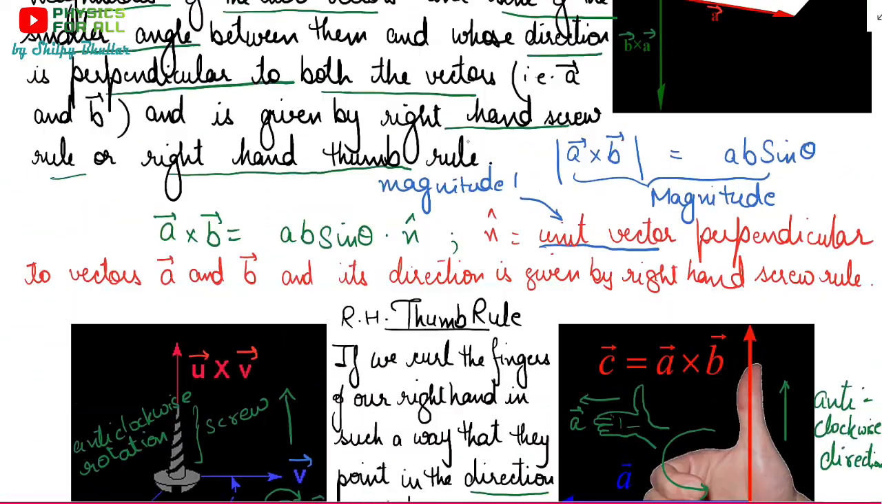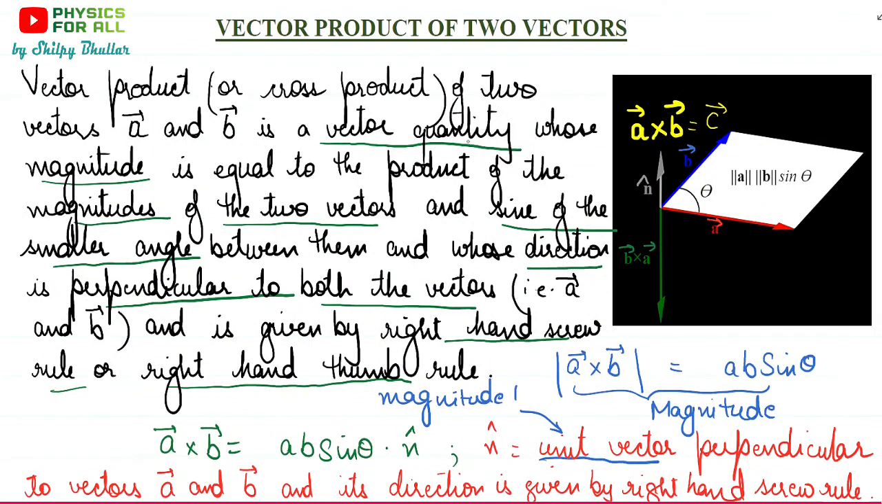Since we know that the cross product of two vectors gives us a vector. So this was all for today, and in the next lecture we'll discuss the properties of the cross product of two vectors. Thank you very much.